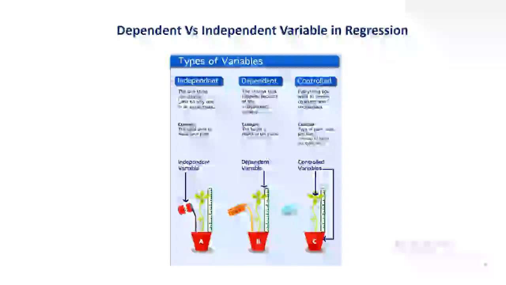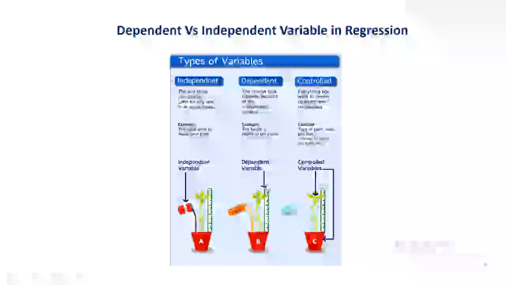And the dependent variable is obviously the height. If you are giving water to the plant, water is independent, but the height is the dependent variable, because the height depends on the amount of water you are giving to the plant. So the height is the dependent variable here.